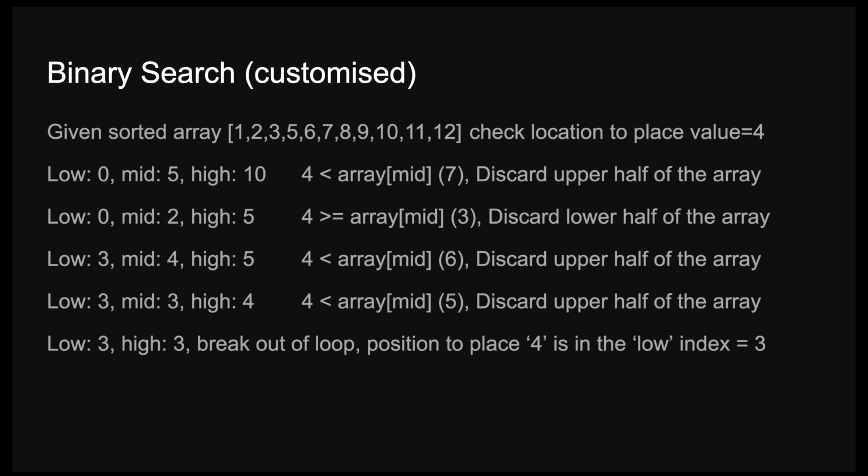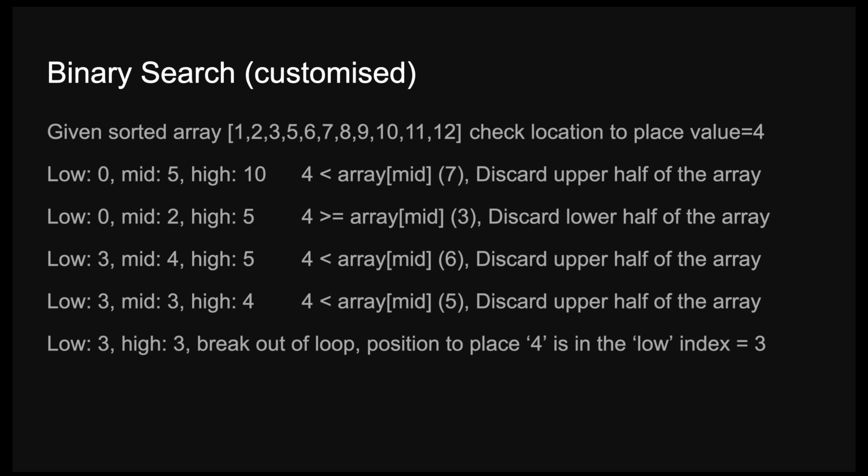Once we do that, then 4 is bigger than the middle element in the shortened array, and therefore we discard the lower half of the array. Then we get an even smaller array, and this time 4 is less than the middle element 6, and therefore we discard the upper half of the array.